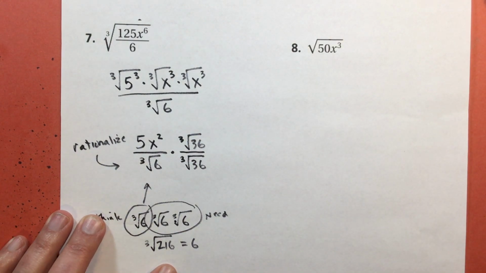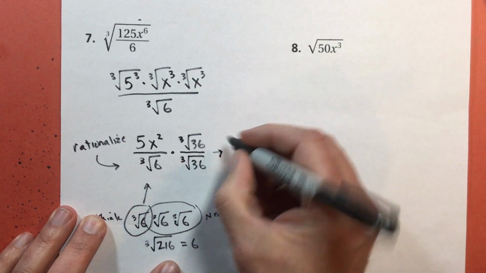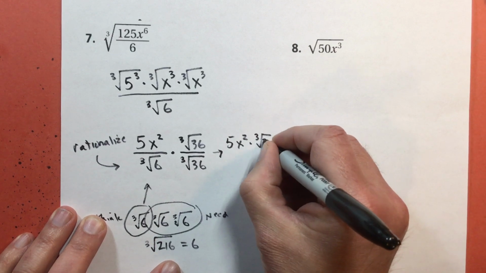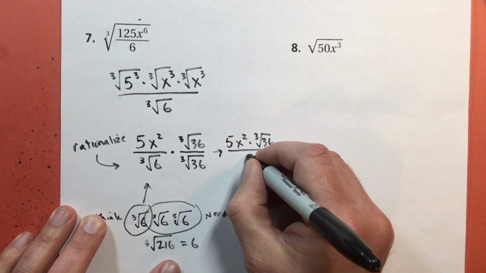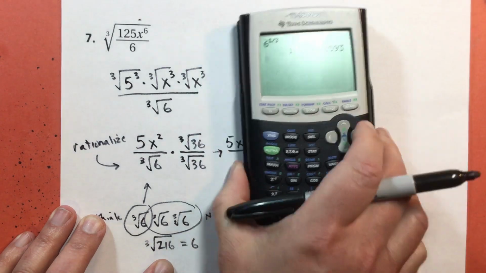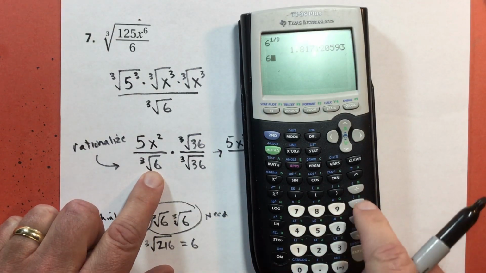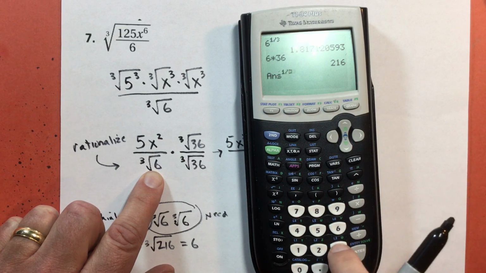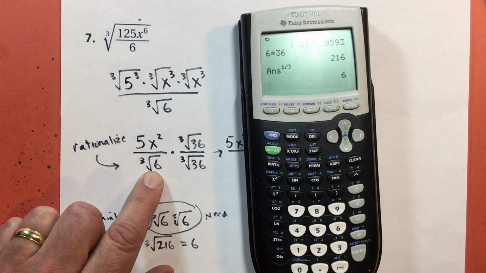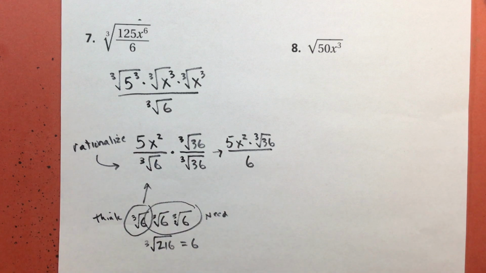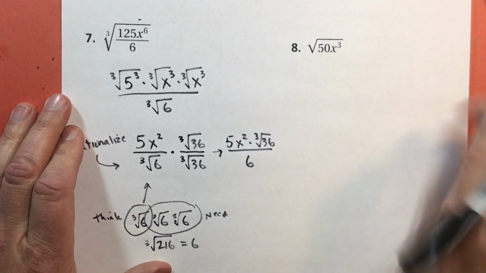And when it's all finished, when I clean it all up, I get 5 times x squared times the cube root of 36 divided by just 6. And again, why is it just 6? Because multiply 6 times 36, get 216, and now I'm going to take that to the cube root, and I get back to 6. I get a rational number. So how many 6s do I have? 1, 2, 3. That has to be the same as what the index is there. So again, ask questions.